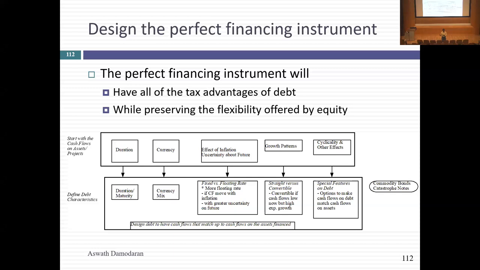And think of why. If you look at floating rate debt, how does it work? Your interest rate gets reset every year based on whatever the LIBOR rate is or the T-bond rate is, some core rate, right?